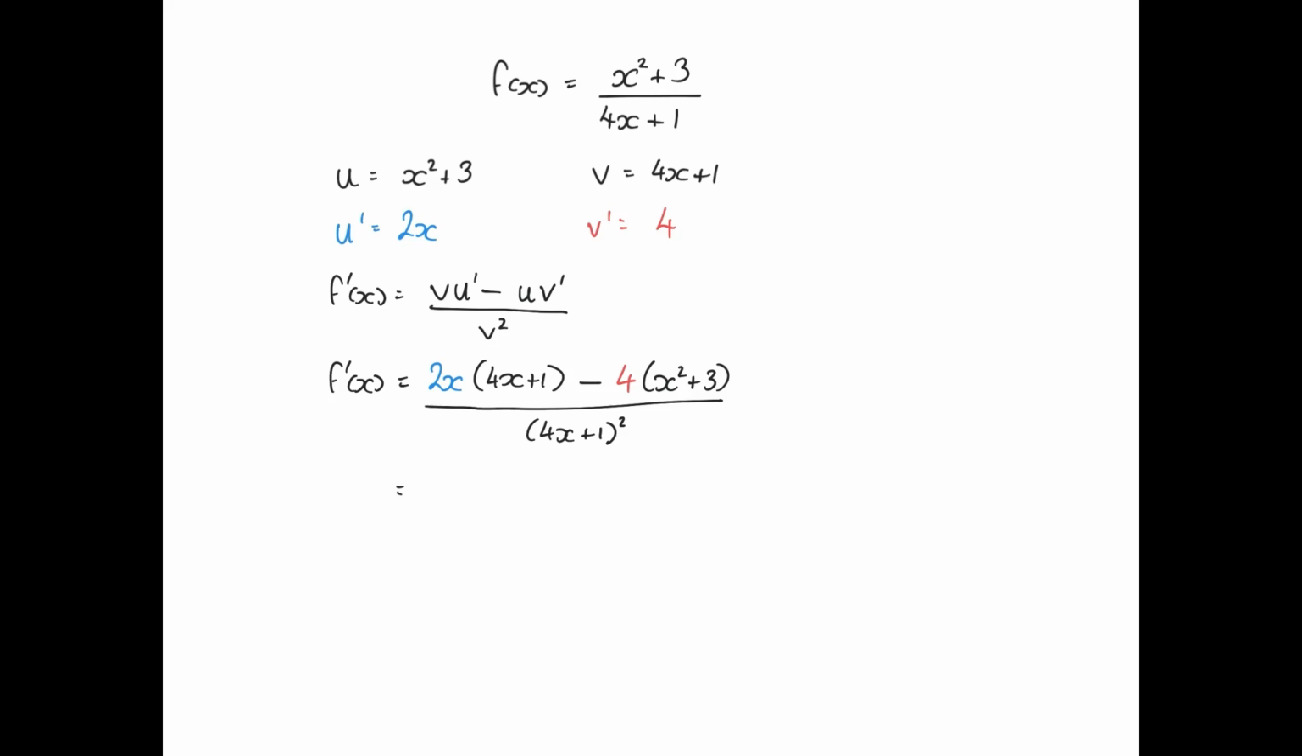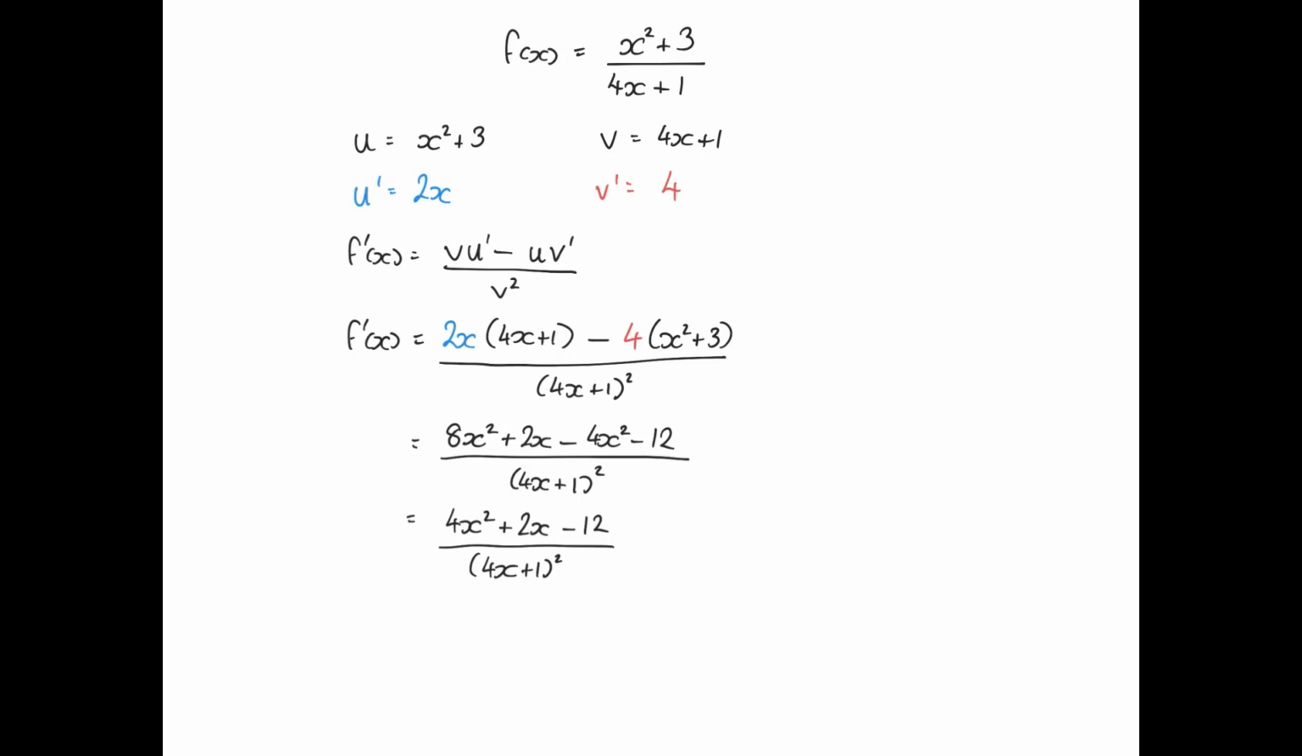Now time to tidy up the top, simplify it, and leave it as a single fraction. Our numerator now becomes 8x squared plus 2x minus 4x squared minus 12. Be careful with your negative signs. This, of course, simplifies to 4x squared plus 2x minus 12, which we can factorise further. We take out a factor of 2, and you can also see that the quadratic factorises to get us 2 lots of 2x minus 3 times x plus 2, all over 4x plus 1 all squared. So you can see from that it has two stationary points, when x is minus 2 and when x is 1.5.